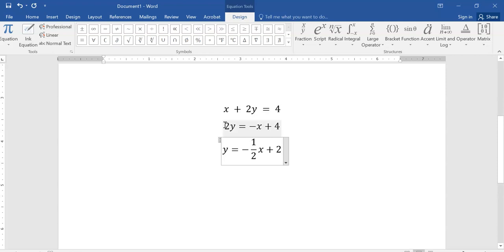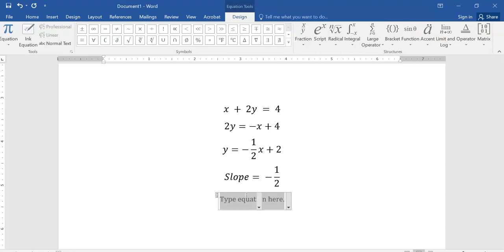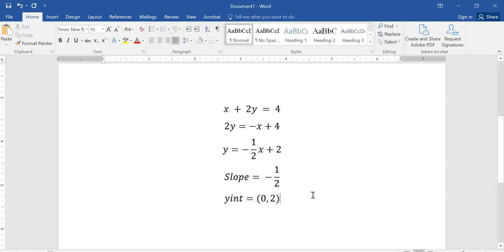Again, I divide the first term by 2, divide the second term by 2, divide the third term by 2. Divide all those terms by 2. So that's what we have. And what that means is that we have the slope of negative 1/2, and my y-intercept is the point 0, 2. So we'll go ahead and graph this line now that I know the slope and the y-intercept.